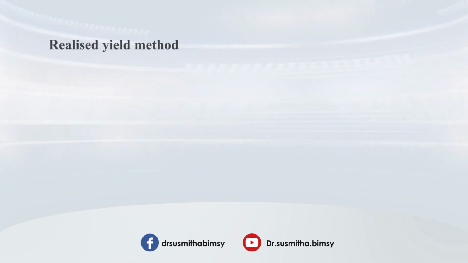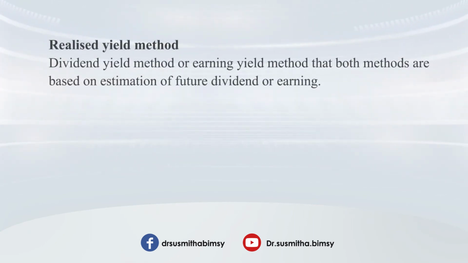Next method is realized yield method. One of the major limitations of dividend yield method and earning yield method is that both methods are based on the estimation of future dividend or earning. There are a large number of factors which are uncontrollable and uncertain. If any financial risk happens, we cannot use it in future planning, or take any decisions related to estimation of return on investment. So realized yield method is the best method for calculating the cost of equity share capital.